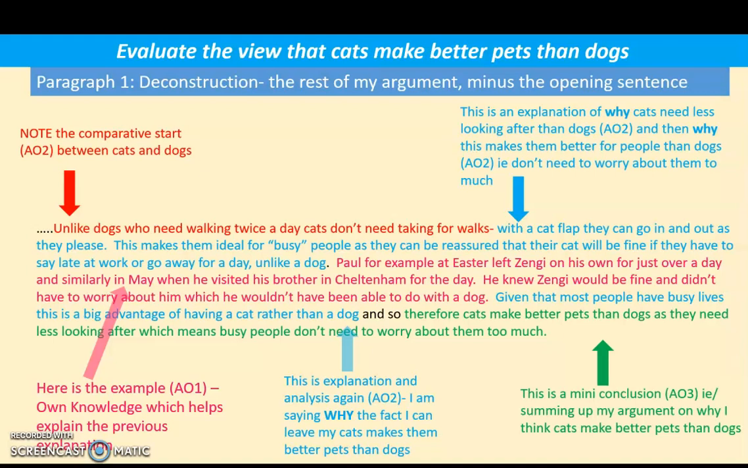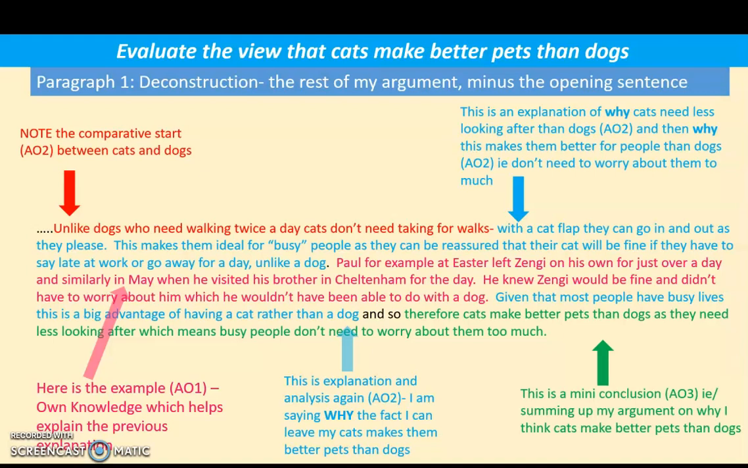Unlike dogs who need walking twice a day, cats don't need taking for walks. Okay, with a cat flap they can go in and out as they please. This makes them ideal for busy people as they can be reassured that their cat will be fine if they have to stay late at work or go away for the day, unlike a dog. So this bit in blue is kind of an explanation about why cats are better. You know, they don't need looking after, people don't need to worry about them. And there's also a little bit of comparison being made with dogs in there as well.